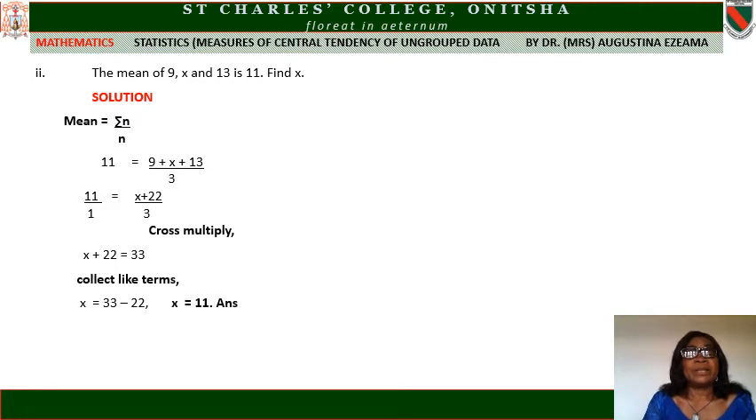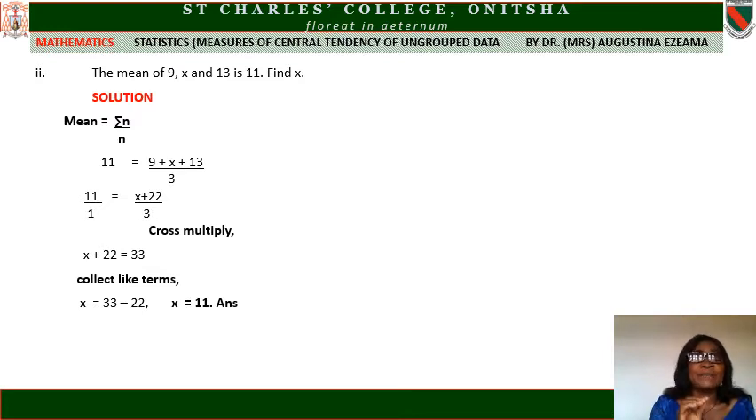Question number 2: the mean of 9, x and 13 is 11. Find the value of x. Solution: the mean is the summation of n over n. Now we make 11 the subject of the formula. 11 is equal to 9 plus x plus 13, all over 3.